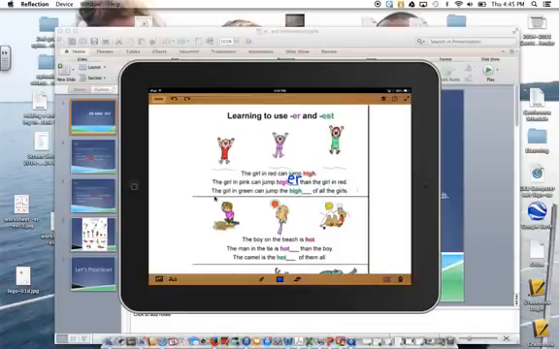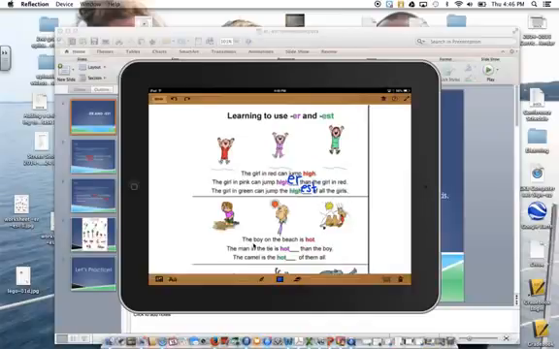Let's listen to this one. The girl in green can jump the high of all the girls. If I added an ER here, would that make sense? The girl in green can jump the higher of all the girls? It doesn't. Here I am comparing the girl in green to all of them. So when we compare to more than 2, 3 or more, we add an EST. So an EST is going to make sense here. The girl in green can jump the highest of all the girls.